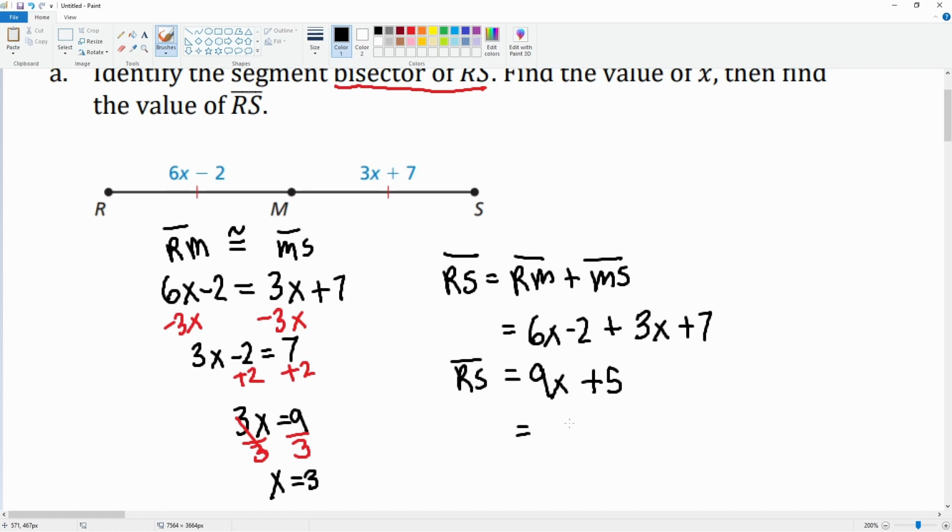Now let's plug in the values. The 3 is going to replace the x. So it is 9 times 3 plus 5. 27 plus 5, which is 32. So line segment RS is equal to 32.